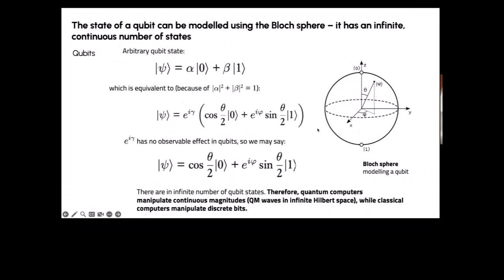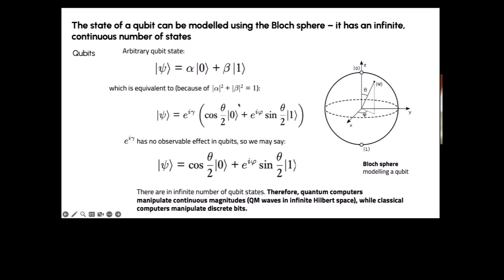So here you see the sphere, and psi is one state of the qubit. This can be expressed as alpha times zero plus beta times one. That's a linear combination that expresses the arbitrary qubit state. And as you pointed out, there are infinitely many of them, because alpha and beta are complex numbers, and the only restriction is that their squared sum needs to be one. Why is that the case? Because it's a sphere. This is just Pythagoras.